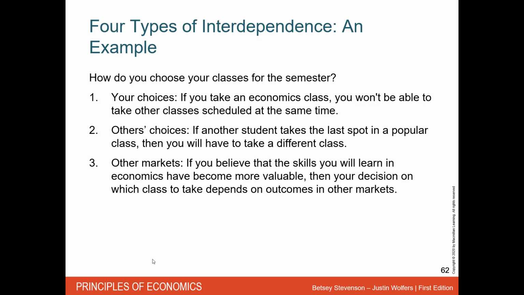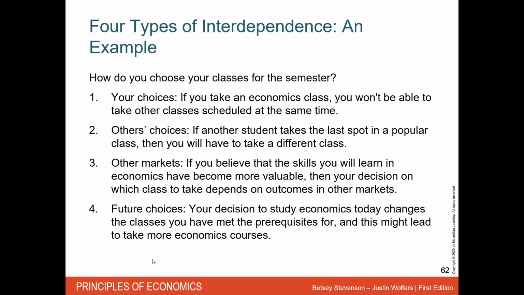Third, you read in the news that the market prefers workers with economic training. So you decided to take an economics class. Notice the two markets here. One market is about which class to take, and the second market is about the need for those with economic training. This is an example of the third interdependency, or the dependencies between markets. Lastly, your choice of class now affects your future class choices. Since you are taking microeconomics now, you can take macroeconomics in the next semester or in the future. This is the fourth interdependency, dependencies through time.